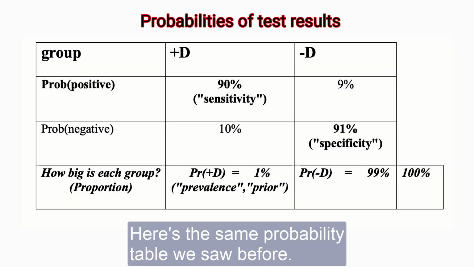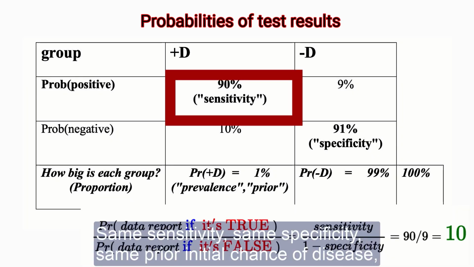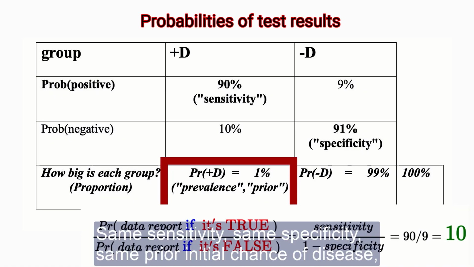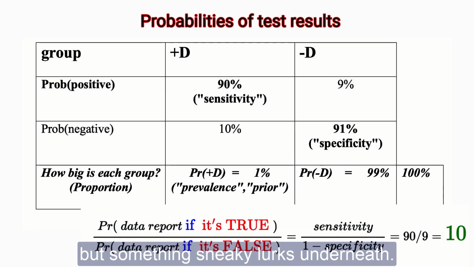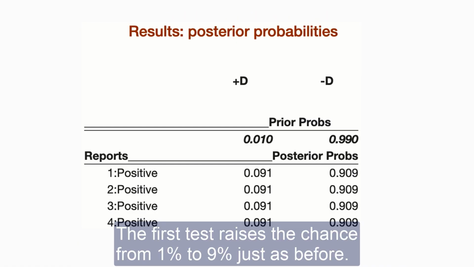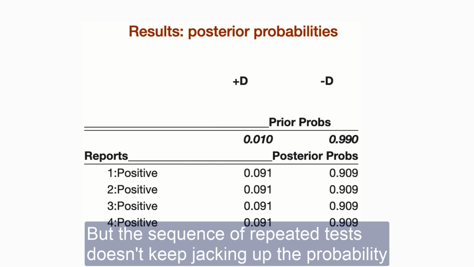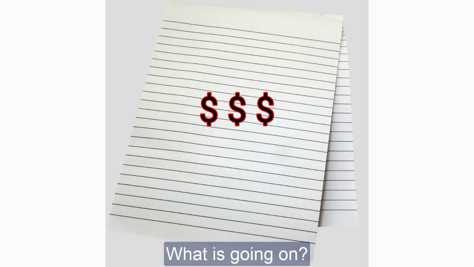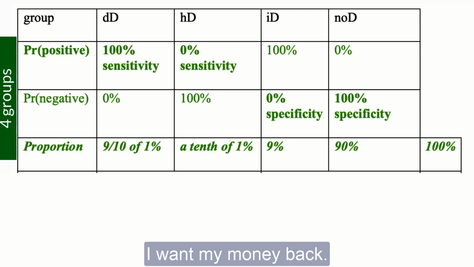Here's the same probability table we saw before. Same sensitivity, same specificity, same prior initial chance of disease. But something sneaky lurks underneath. The first test raises the chance from 1% to 9%, just as before. But the sequence of repeated tests doesn't keep jacking up the probability after the first test. None of the next reports deliver any new information. What is going on? I want my money back.